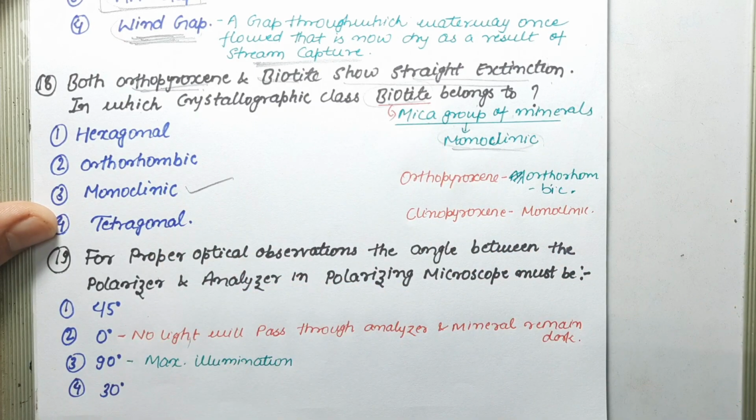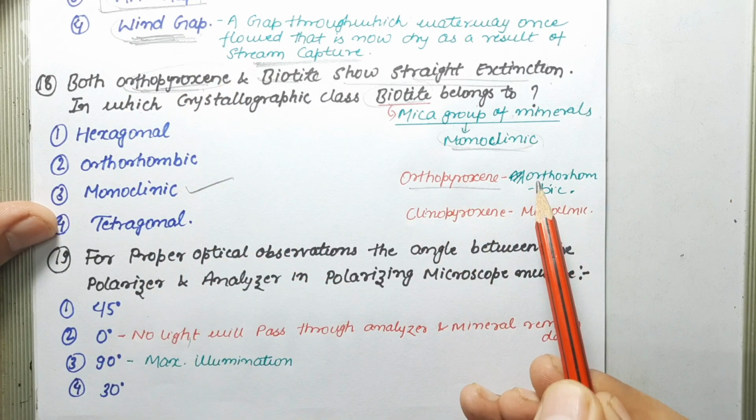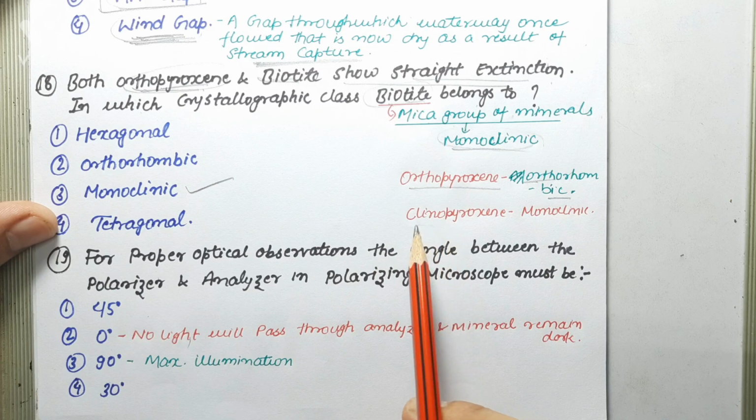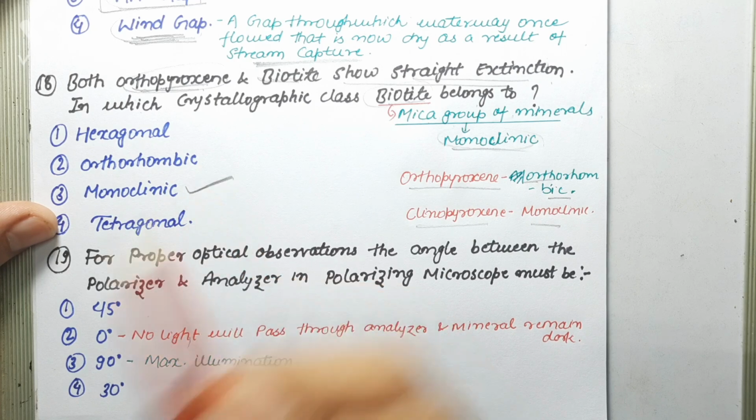While if the question were asking about orthopyroxene, orthopyroxene belongs to the orthorhombic crystal system, and clinopyroxene belongs to the monoclinic crystal system. Okay, so as far as the question is concerned, the correct answer is monoclinic.